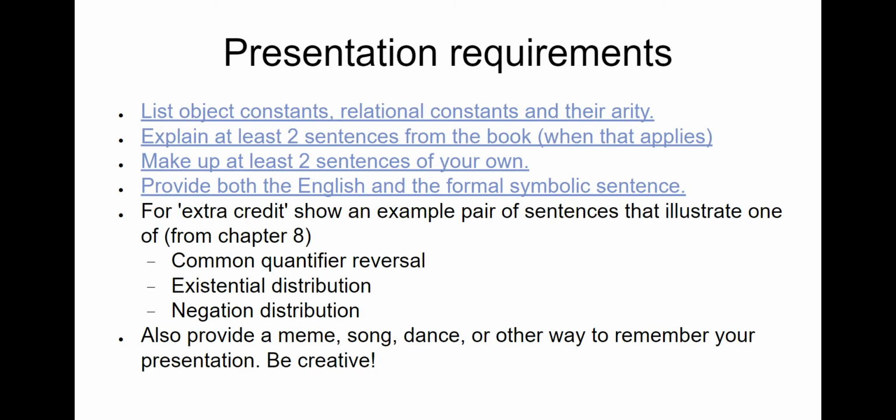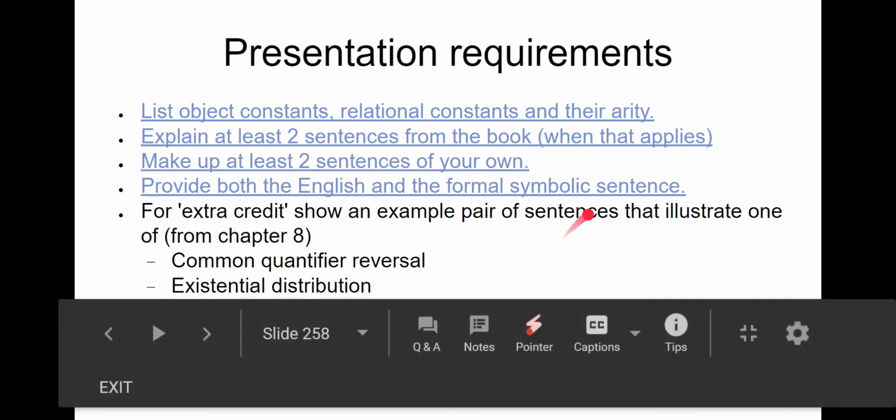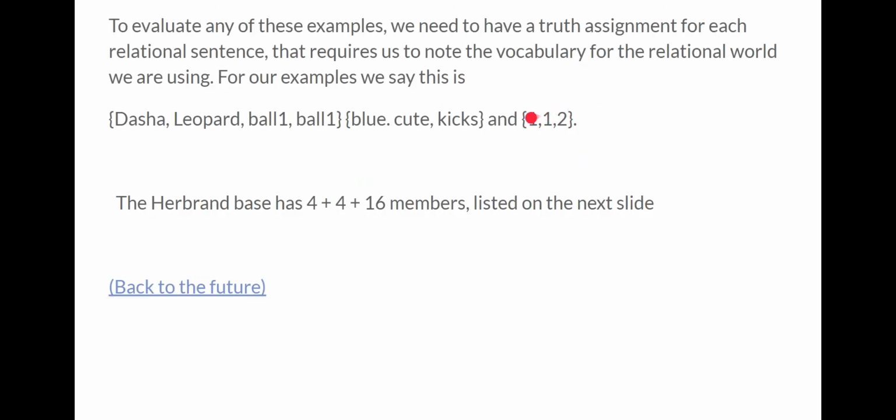And so what do I ask the groups to do? I ask the groups to be able to list the object constants, relational constants, and their arity for a world that they create. Here, we've already done that for a world that I use as an example, where we had Dasha, leopard, ball 1, and ball 2, although I have a typo here still. And we have the relations blue, cute, and kicks, with arity 1, 1, and 2.